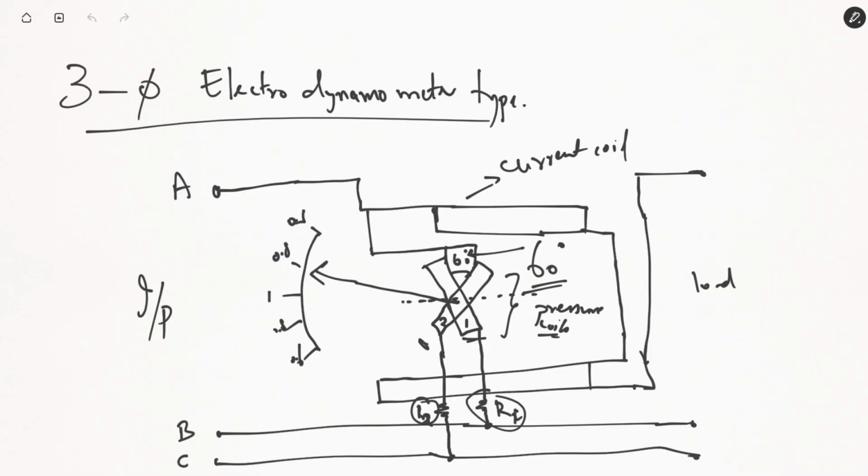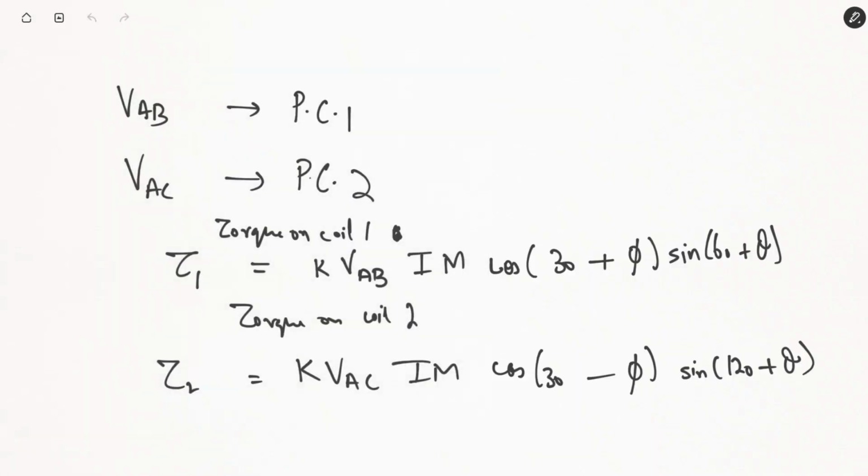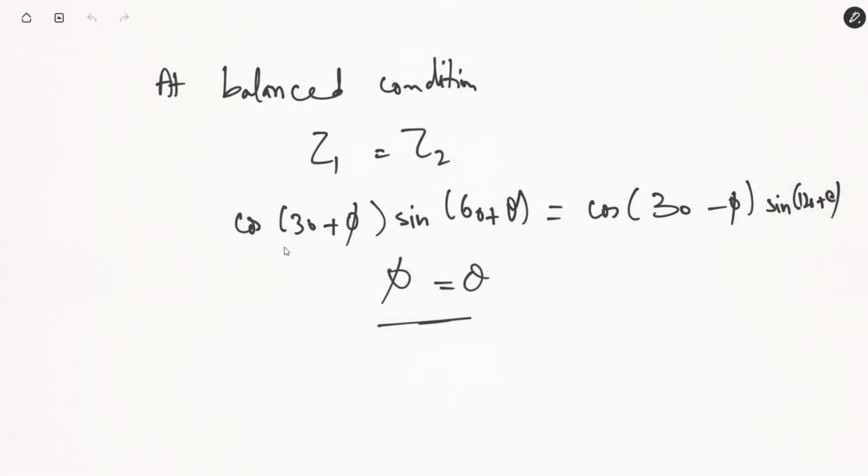So balancing out each other, calculating the torque that's actually given here, torque 1 is cos of 30 plus phi times sine of 60 plus theta, and torque 2 is cos of 30 minus phi times sine of 120 plus theta. At balanced condition, both these two torques cancel out each other, so torque 1 will be equal to torque 2 at that particular time. This condition will be met, which means phi will be equal to theta.